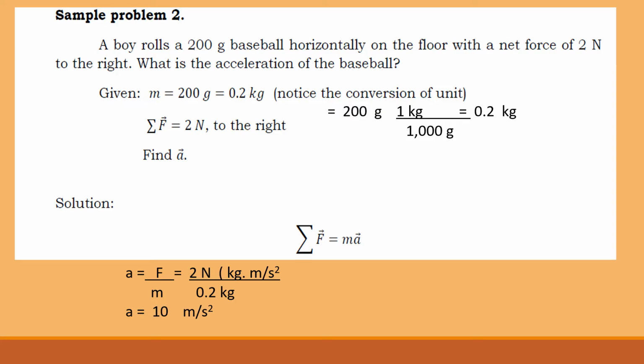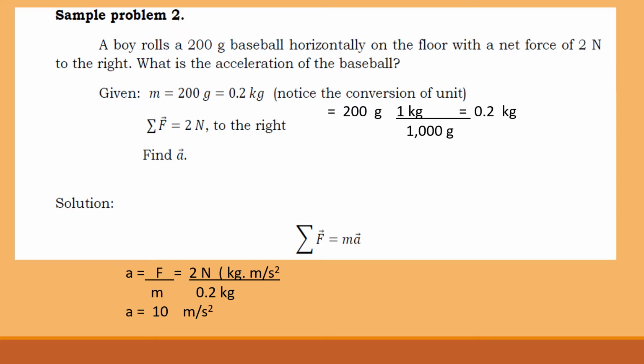So what is now the exact conversion of kilogram in grams? The conversion is, in every 1 kilogram, there should be 1,000 grams. So all you have to do is multiply 200 times 1, divided by 1,000, the answer is 0.2. Then cancel this kilogram, cancel this gram and gram. So what is left now is in kilogram. So the conversion of 200 grams is equal to 0.2 kilogram. And after that, you can proceed to the solution.